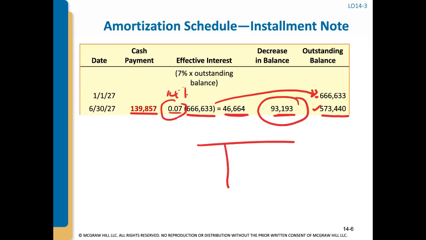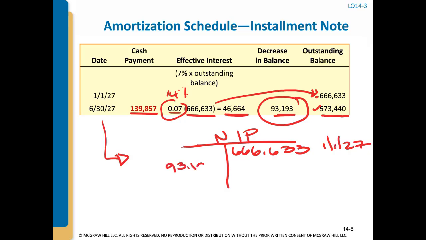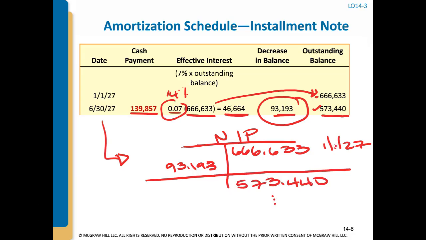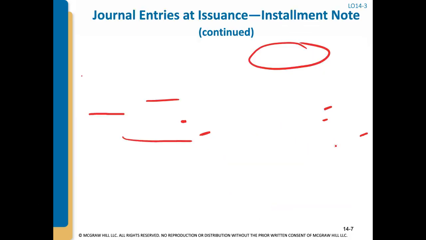If you think about a T account, our notes payable T account, we initially put $666,633 on here on 1/1/27, and then for this June 30th payment, we debited notes payable for $93,193. So our new outstanding balance is $573,440, and we're going to keep reducing this note payable until it comes down to zero.